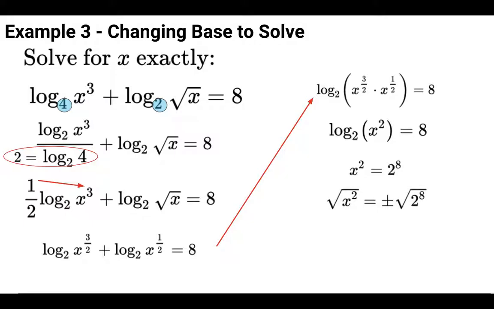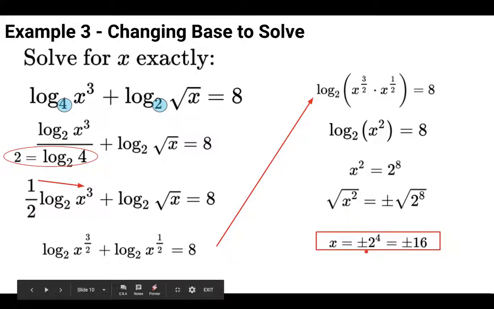So I could take the square root of both sides, which means that this will equal positive or negative the square root of 2 to the 8th. If I square root the x squared, I get x, and then I get 2 to the 4th or 16, and that's a positive or negative solution.